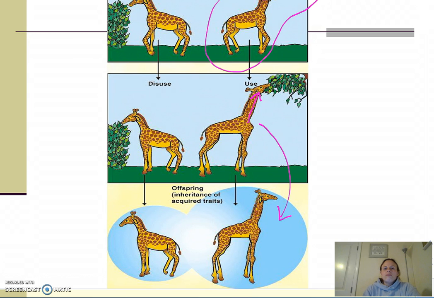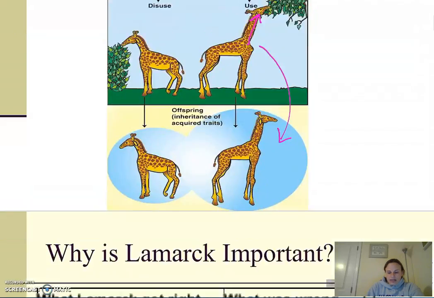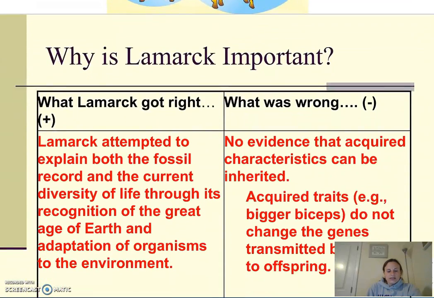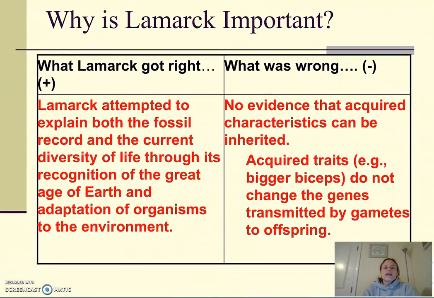Now, if you think about it, bodybuilders work their entire life to get large muscles. Does that mean that their offspring are going to acquire the trait of having large muscles? No, not necessarily. So Lamarck got that wrong. However, he did get some things right. He did provide the recognition of the fact that the earth is old, as well as the fact that organisms do adapt to their environment.